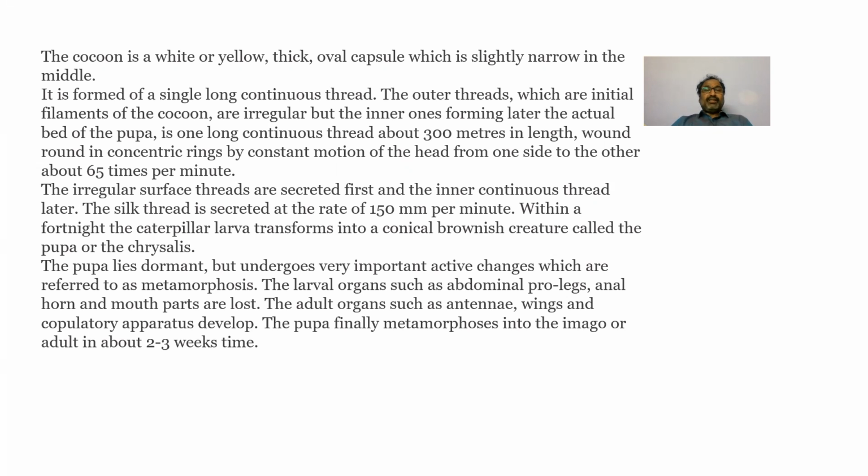The silk thread is secreted at the rate of 150 mm per minute. 150 mm is produced per minute from the spinnerets of the silk glands.